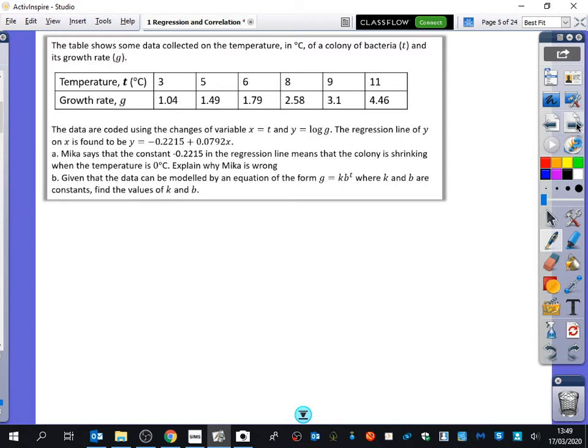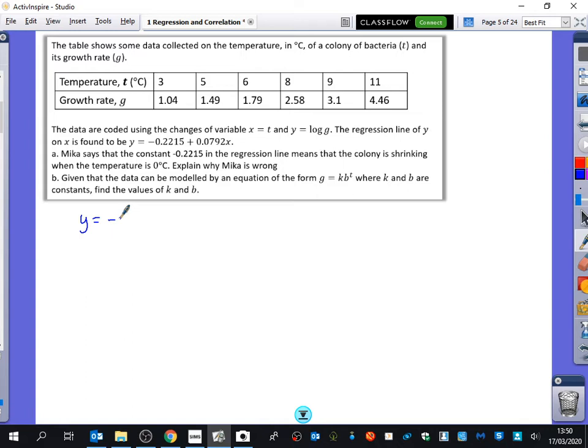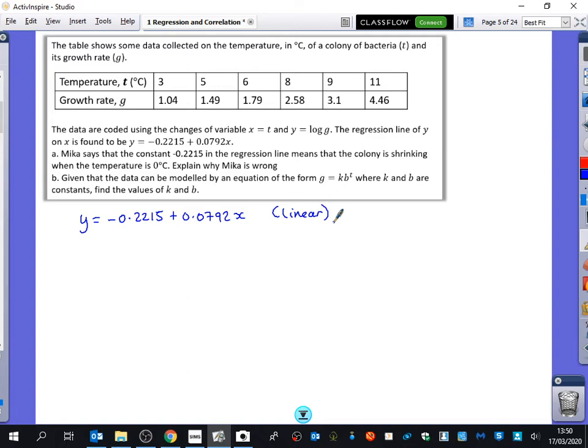It says here that the data are coded using the changes of variable x equals t and y equals log g. The regression line of y on x is found to be y equals minus 0.2215 plus 0.079x. And we should note here that this regression line is linear, as we would have expected it to be, because of the coding that has happened.